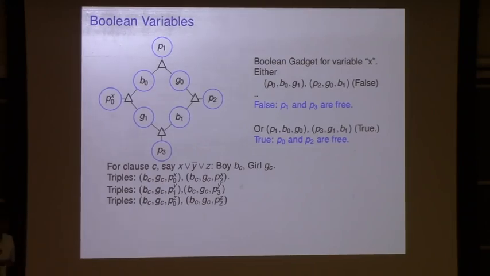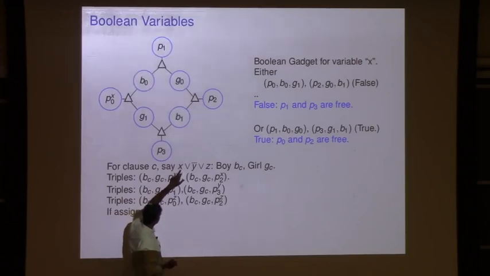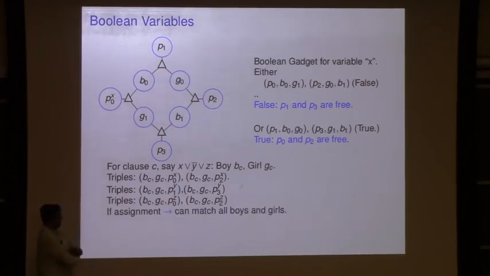So now what I've described is this F of I. I've translated from a formula to an instance of 3D matching. For each variable I build this gadget, and I'm going to have 2 free pets whether it's true or false, so I can use the variable in 2 clauses. I can even use it in 2 true places and 2 false places, or two places where it's not negated and one where it is. So if there's an assignment, I can match all boys and girls.